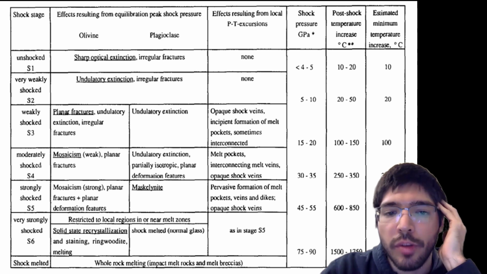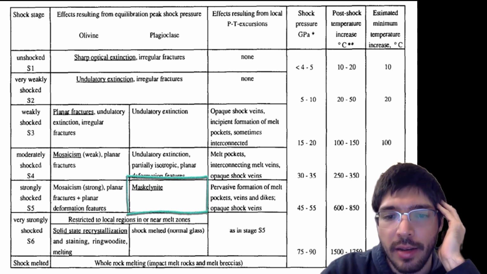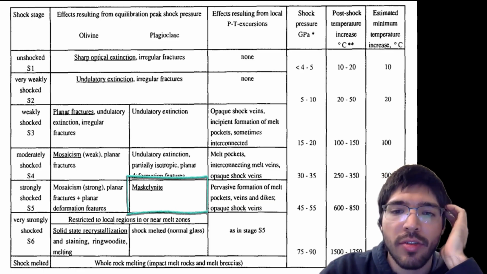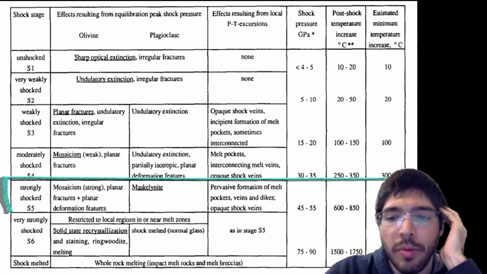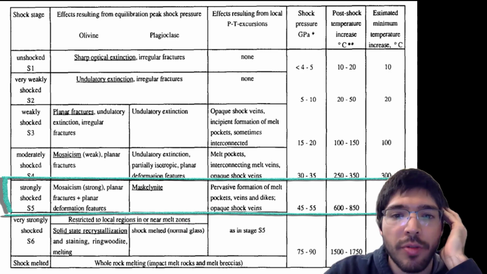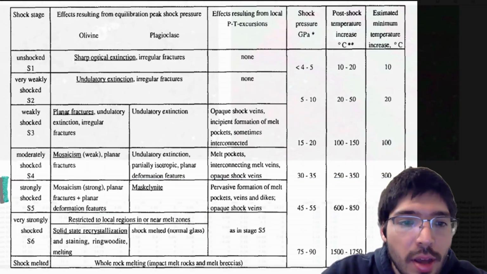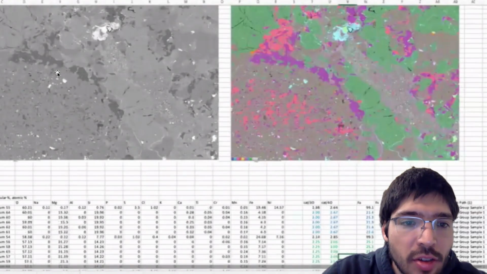But what took me to deciding on S5 for the classification was the presence of maskelynite. And the way you can tell this is that during shock deformation, as plagioclase in your sample is heavily shocked, it becomes amorphous and turns into a glass. And because it turns into a glass, the texture of this glass is going to be very smooth.